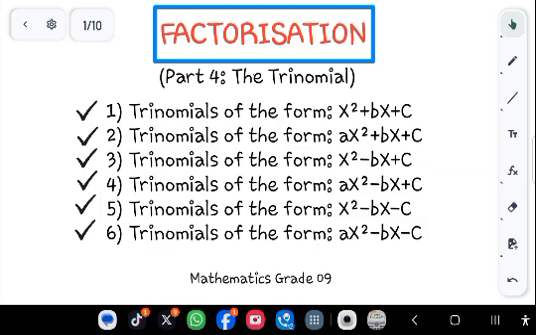And in this video, we're going to focus on factorization for mathematics grade 9. And this is part 4 of a 4-part video series. And in this part, we're going to focus on how to factorize the trinomial, all types of trinomials.